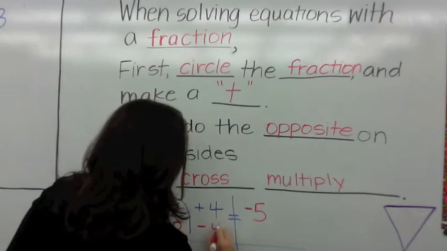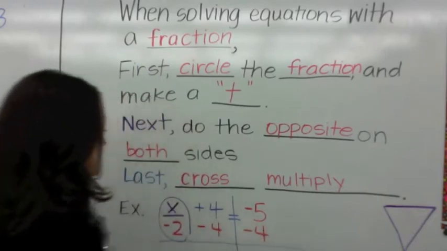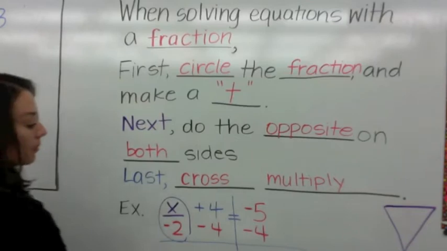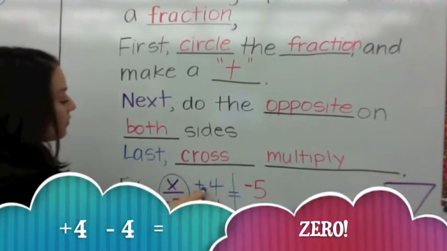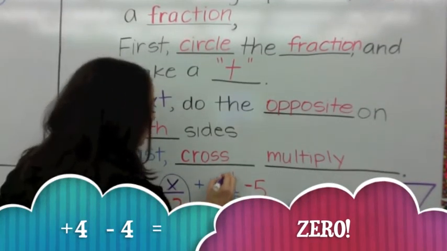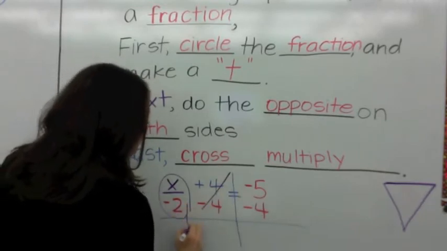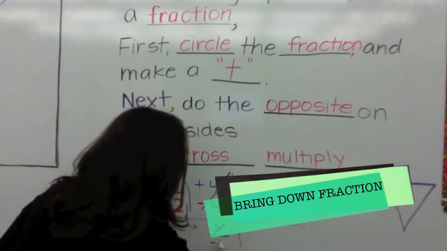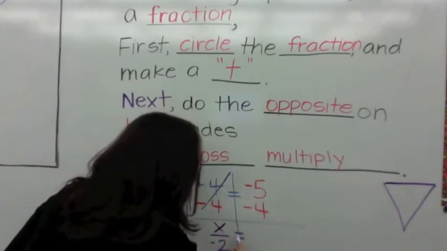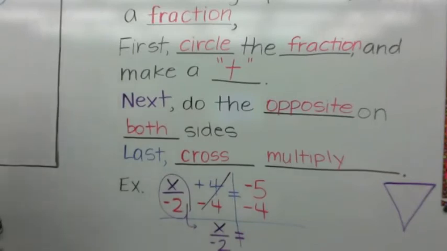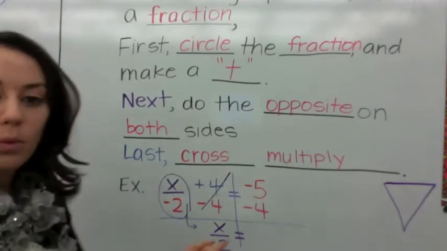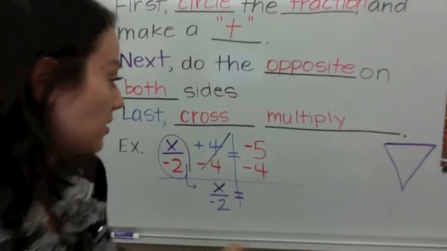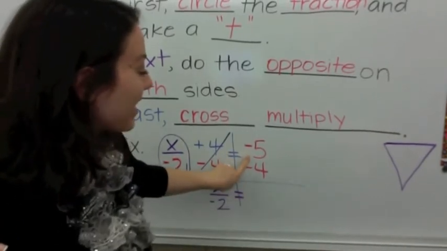So really you're subtracting 4 from both sides. All right. Now we're going to do the operations on both sides. A +4 and a -4 make 0. Now what you want to do is bring down the fraction, which is x divided by -2. Write equals on that t. And now we have a -4 and a -4 and a -5. So we're going to do the operations with adding integers.